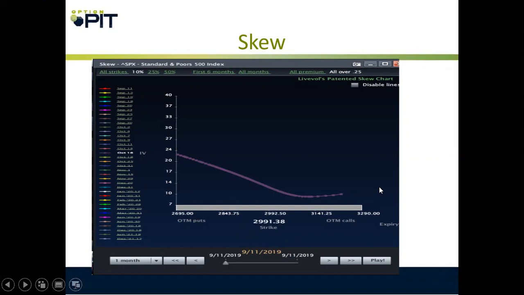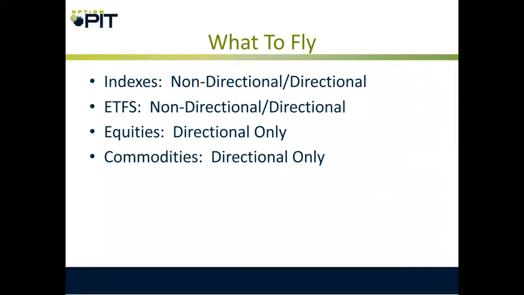So now just some real basics that I like, generally speaking. For indexes, I'll do non-directional and directional butterflies. For ETFs, I'll do non-directional and directional. For equities, I almost always only do directional. And for commodities, I almost only do directional. Same thing generally for currencies. For volatility stuff, I'll do both for sure. I'll absolutely do both. So with that, I'm going to briefly talk about the offer, look at some trades, then I'll talk a little more about the offer that I made.